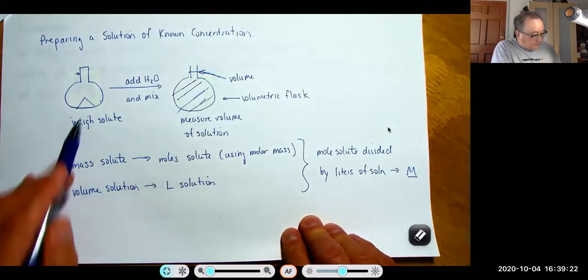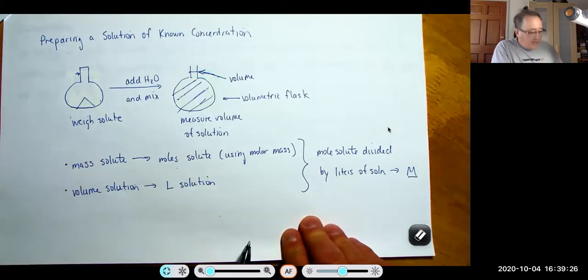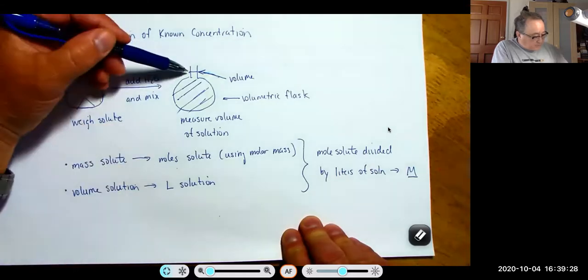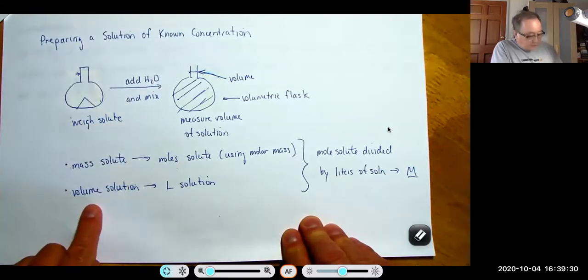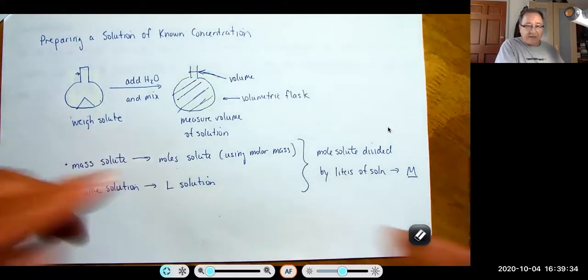So if you have the mass of solute, you can turn that into moles of solute using the molar mass of the solute. And here, whatever this volume is, oftentimes it's milliliters, you turn it into liters. And then you take this, divide it by this, and you have the molarity.